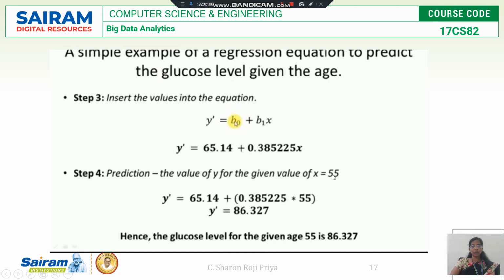So you substitute 55 in the place of x and find the corresponding y. You will get 86.327. Right. So the glucose level at the age 55 is 86.327. So this is how we can calculate the dependent variable for a single independent variable. These are the steps to calculate the dependent variable given a single independent variable.